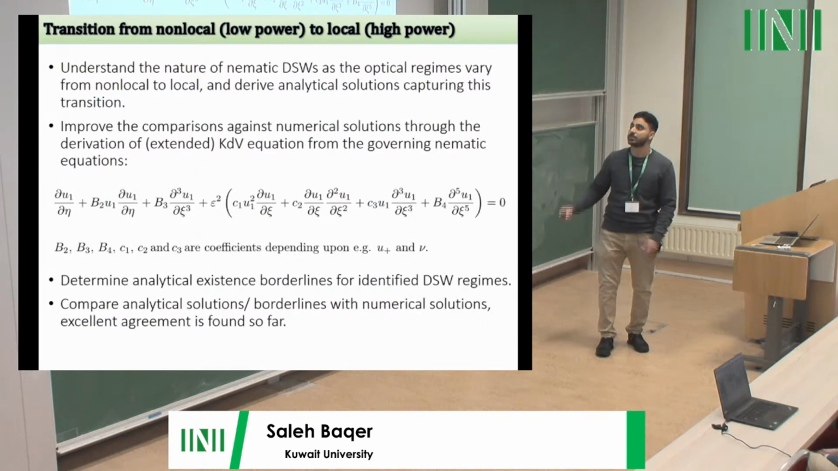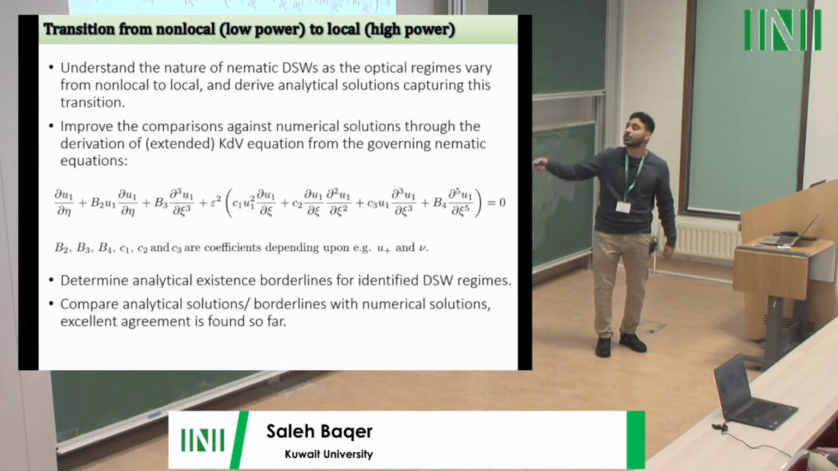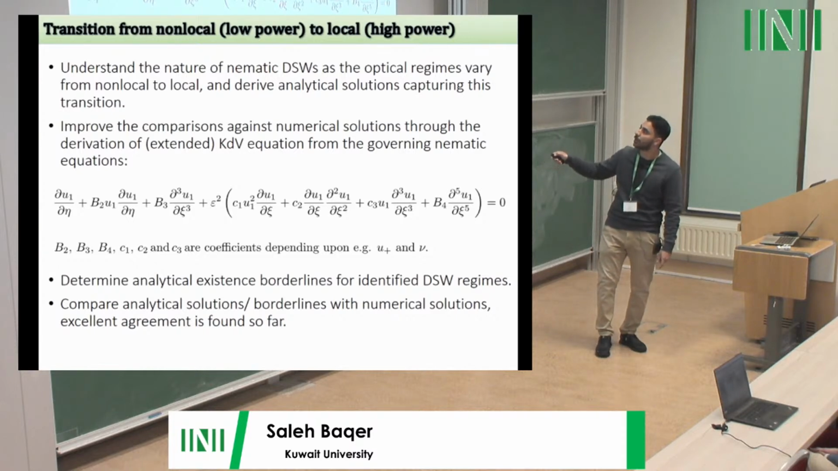The main goal here is not only to determine the dispersive shock wave solution when the initial jump u plus varies, but also when nu varies, and also to determine the existence borderline for each dispersive shock wave regime. But for this, you need to go beyond the fifth order KdV equation. You need to go to your multiple scale perturbation procedure and catch the next order approximations. So you need to use the extended KdV equations by deriving three extra nonlinear dispersive terms.